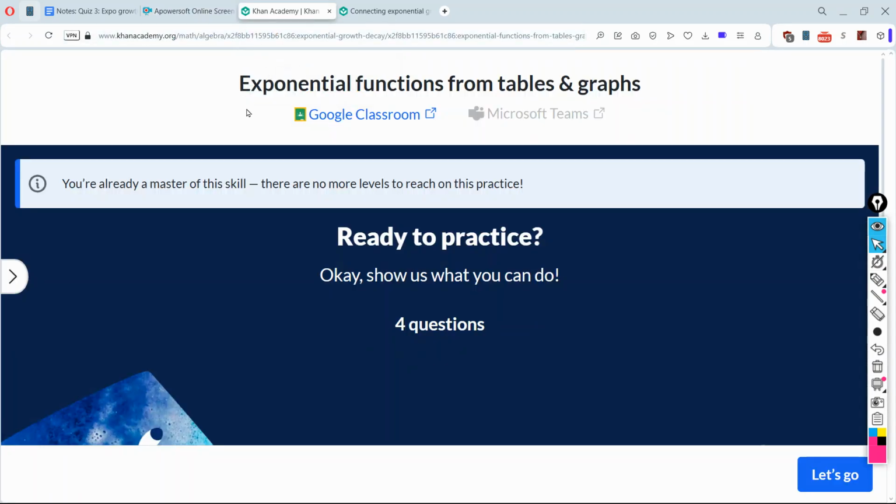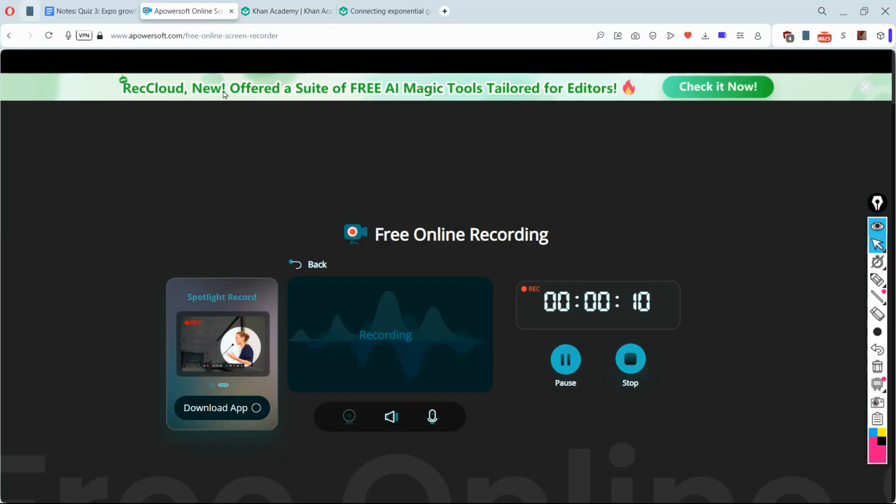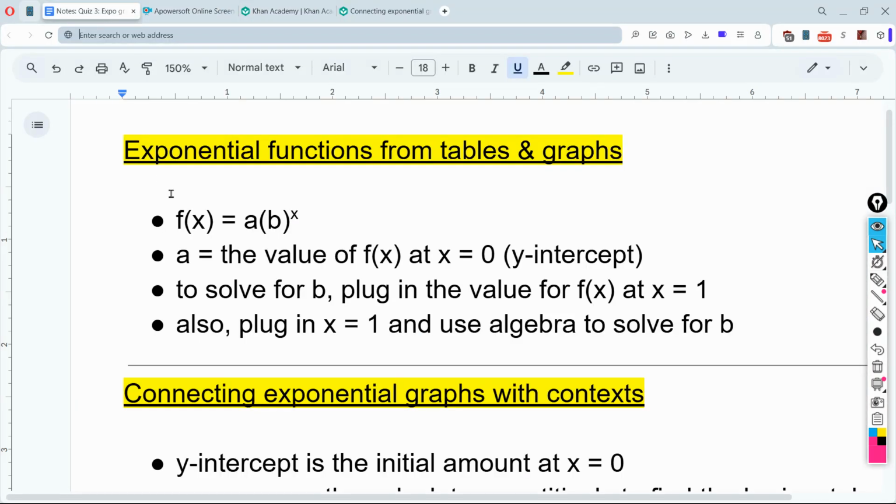This will be for the Khan Academy exercise, exponential functions from graphs and tables. All right, some notes real quick. Basic exponential function, f of x equals a times b to the power of x. I replace the y with f of x. A is the value of f of x at x equals 0. That's basically your y-intercept.